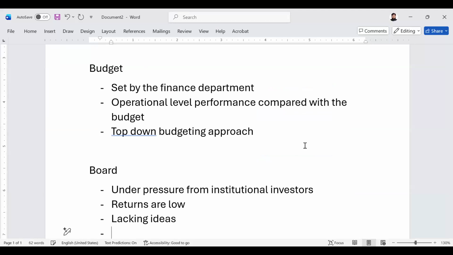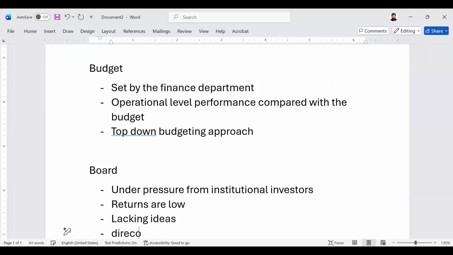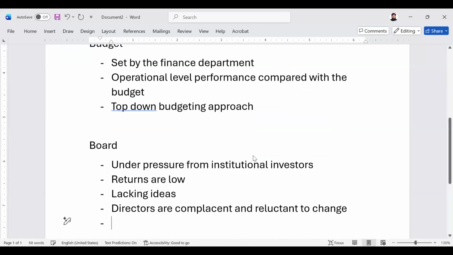The board consists mostly of the 5 original directors of business who founded 15 years ago. In total, now there are 7 directors who each have been in post for average 11 years. Directors are complacent and reluctant to change.